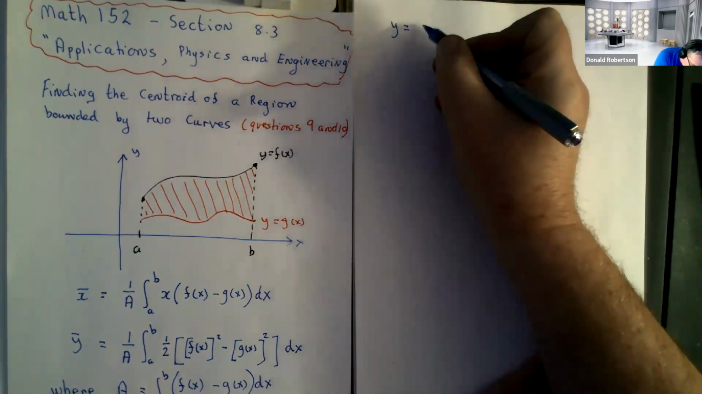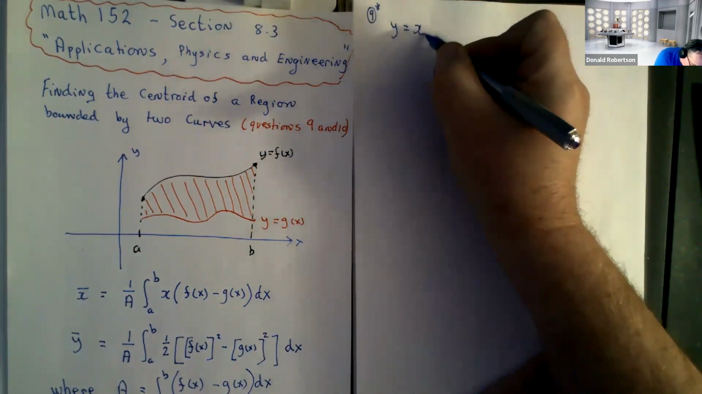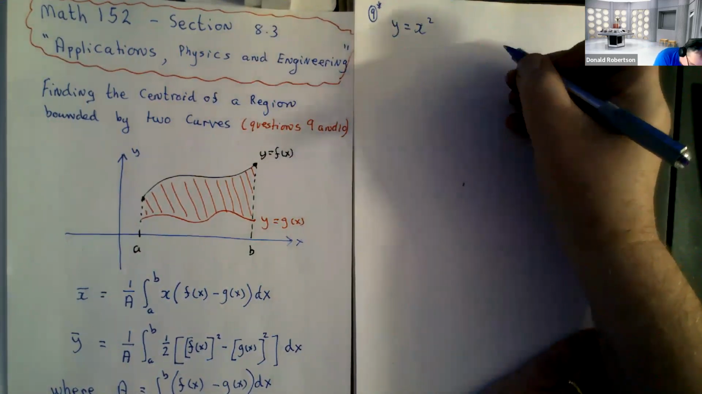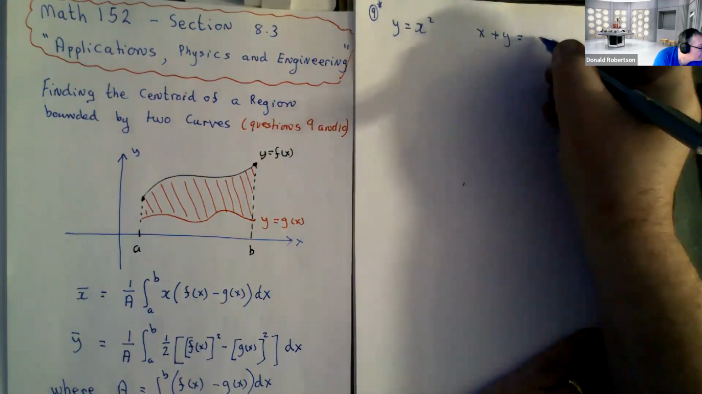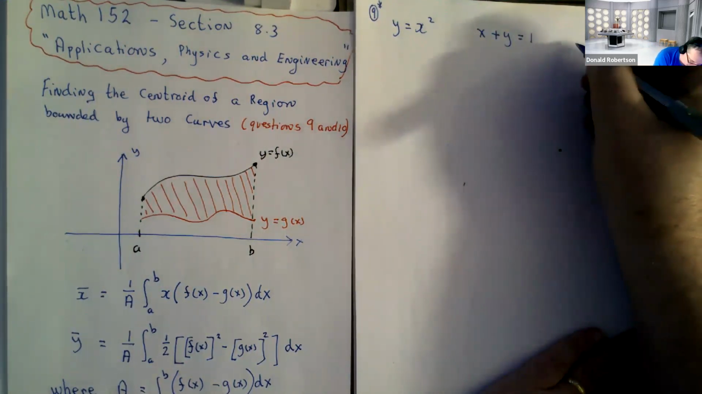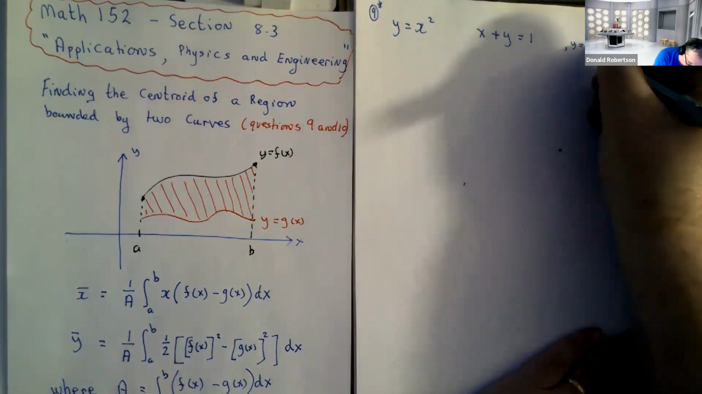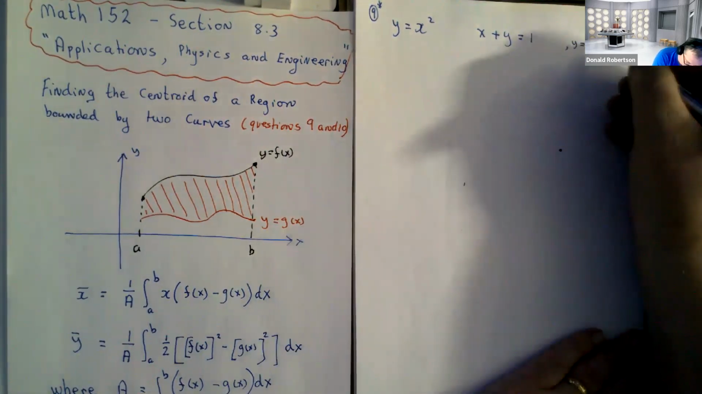Suppose we have, so this is my version of question 9, y equals x squared, and we have x plus y equals 2, and we plug in y equals 0. And by the way, y equals 0 is just another way of saying the x-axis.